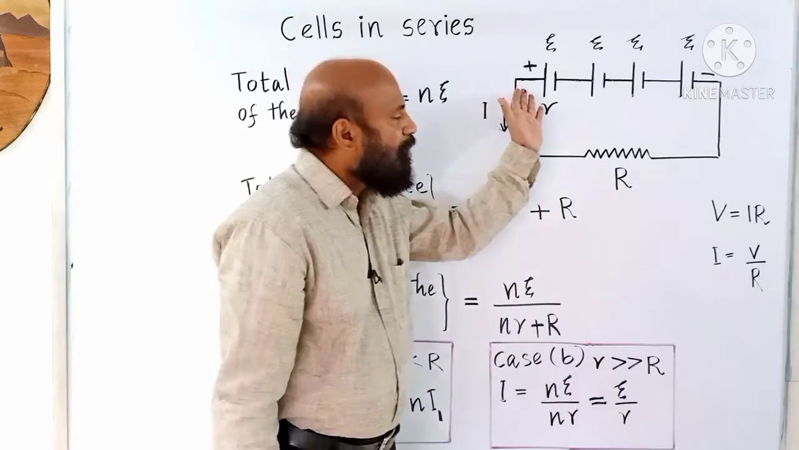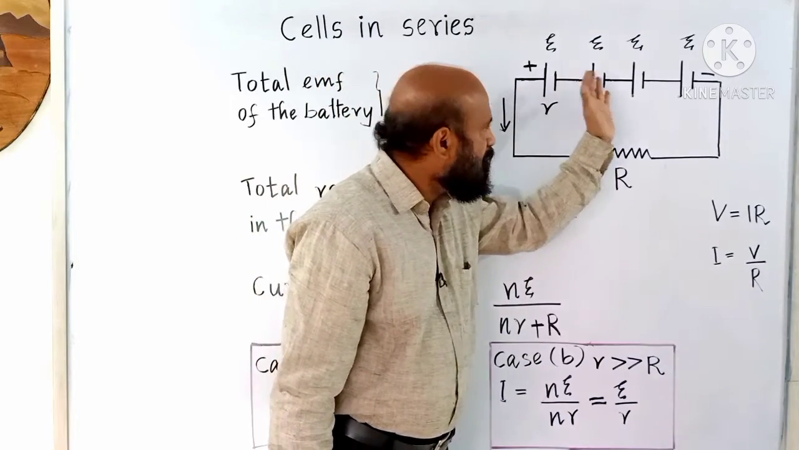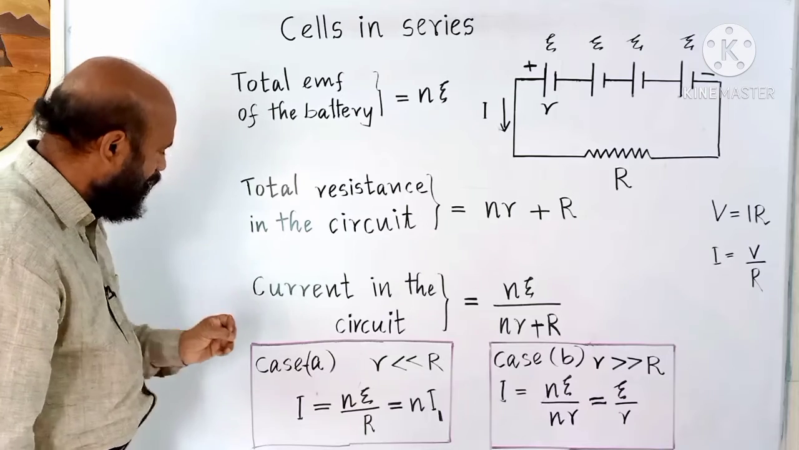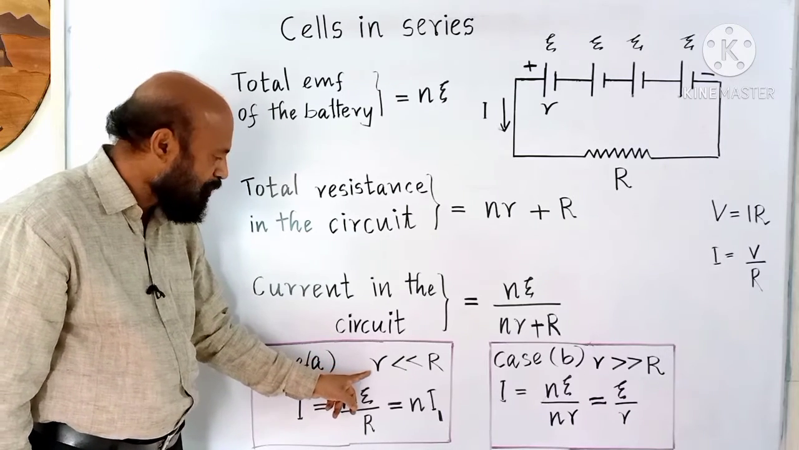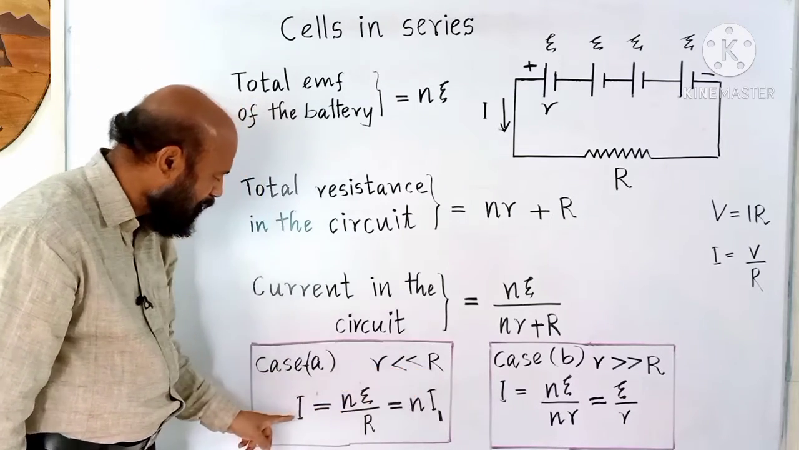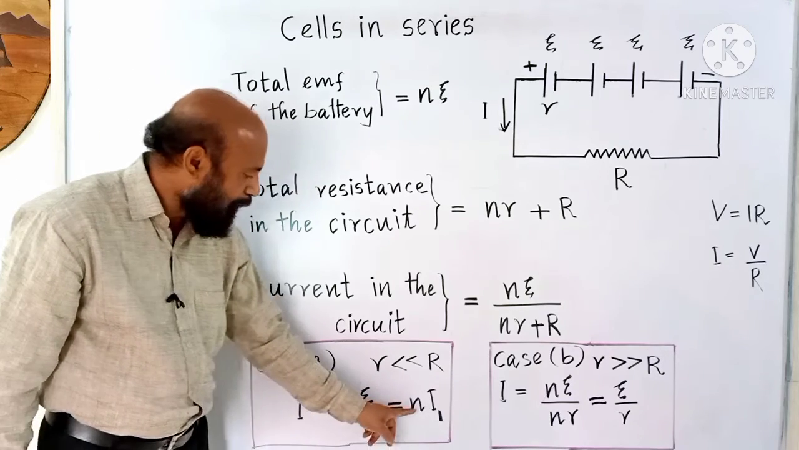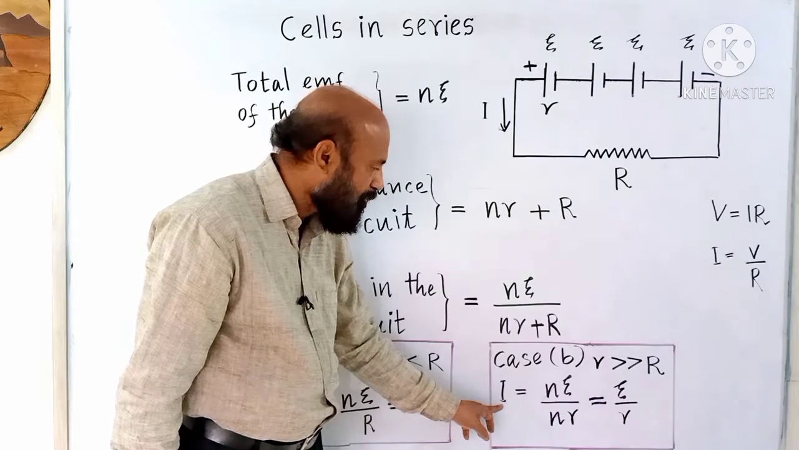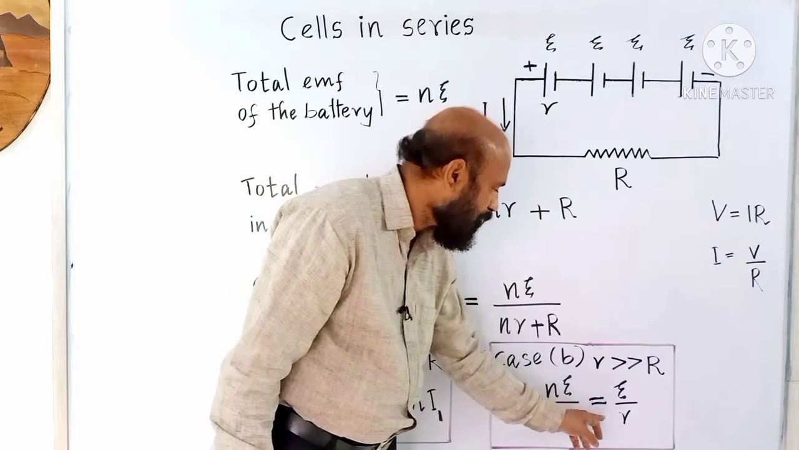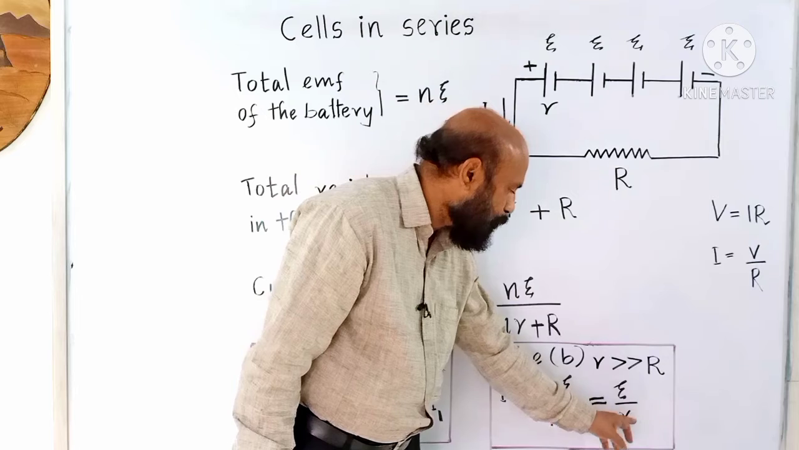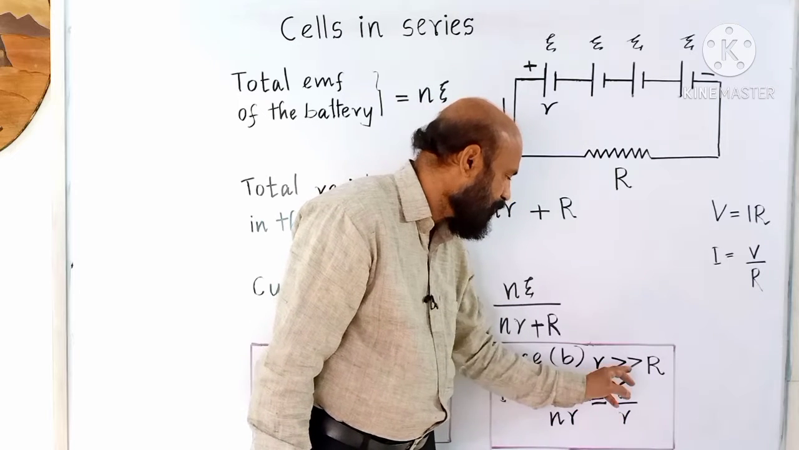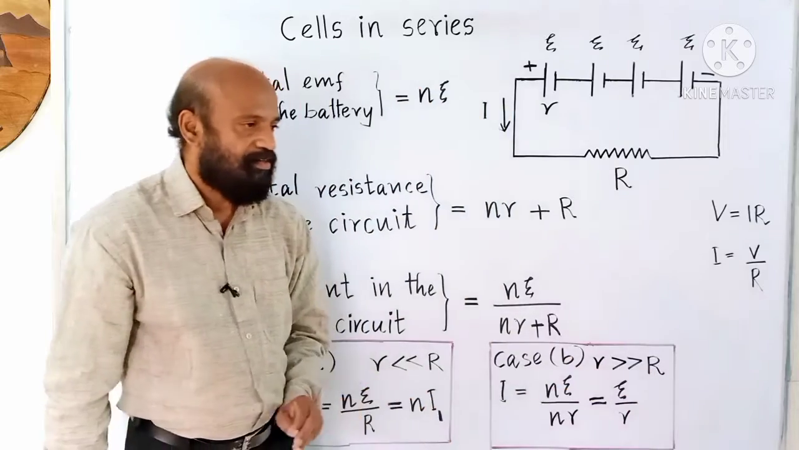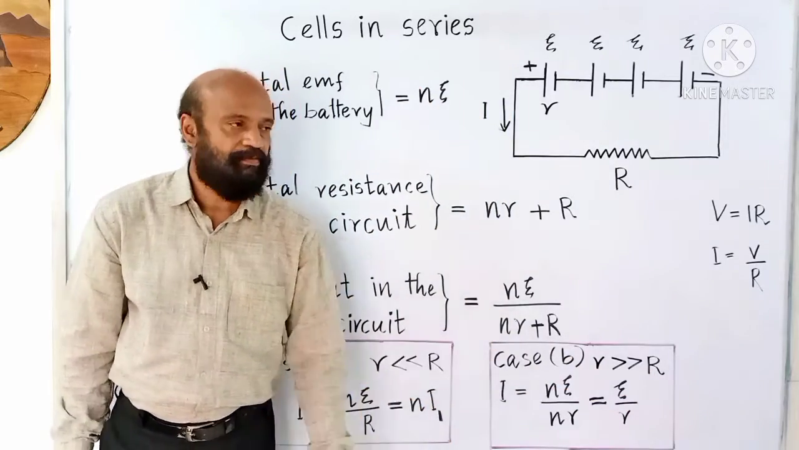Then if cells are connected in series, it will be advantageous only when the internal resistance is very much lesser than capital R. Then only the total current will be N times I1. Otherwise the current in the circuit will be equal to the current due to a single cell when the internal resistance is very much greater than capital R.